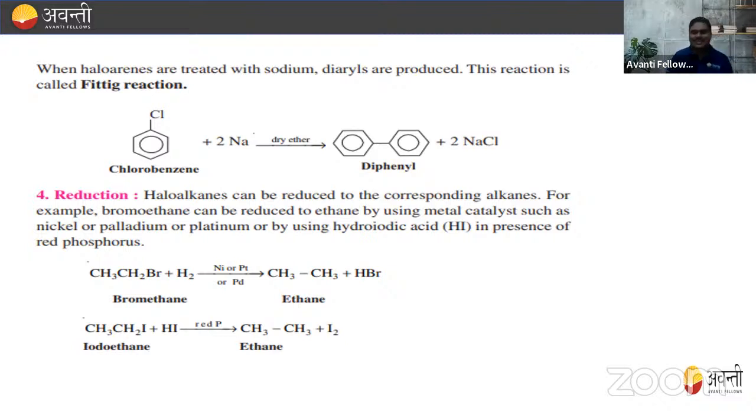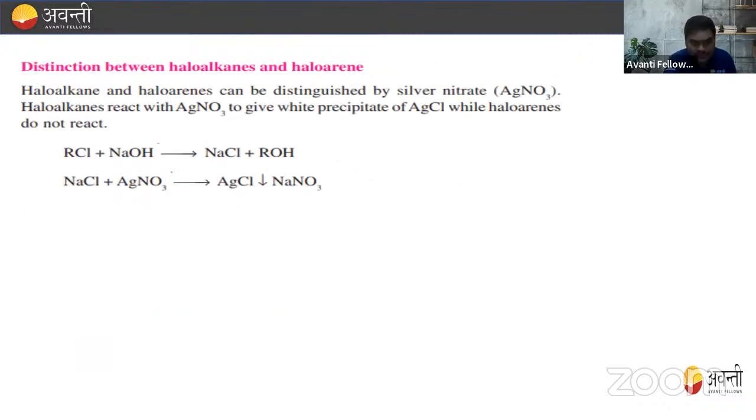Now let's move to the next and last reaction of this chemical property, that is reduction. So haloalkanes can be reduced to the corresponding alkane. For example, bromoethane can be reduced to ethane by using a metal catalyst such as nickel, palladium or platinum, or by using HI in the presence of red phosphorus. So this bromoethane can easily be converted into ethane by using a catalyst like nickel or platinum. Right? So I hope this is clear to all of you.